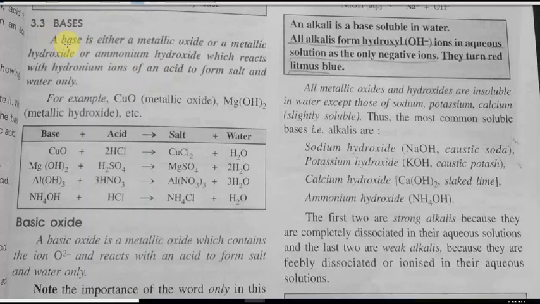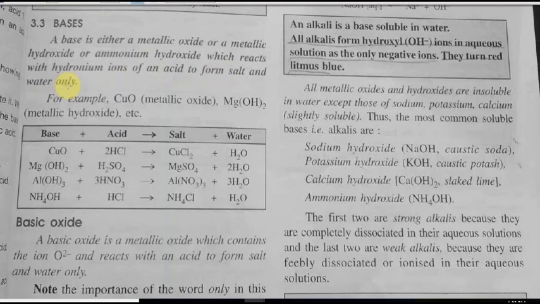A base is either a metallic oxide or a metallic hydroxide or ammonium hydroxide. Let's repeat this definition. A base is either a metallic oxide or metallic hydroxide or ammonium hydroxide which reacts with the hydronium ion of an acid to form salt and water only. Now students, please pay attention to the word only.